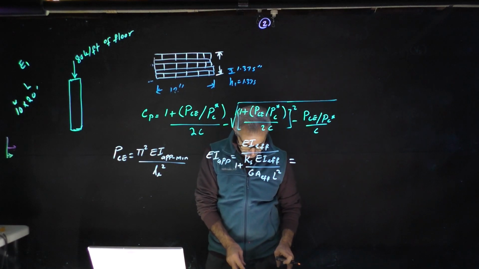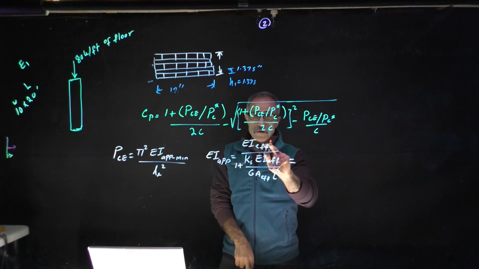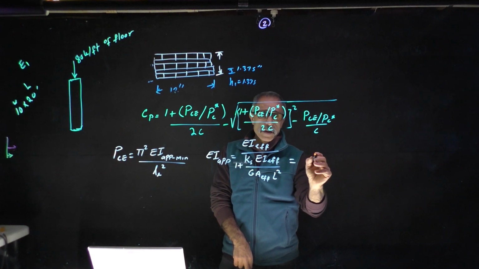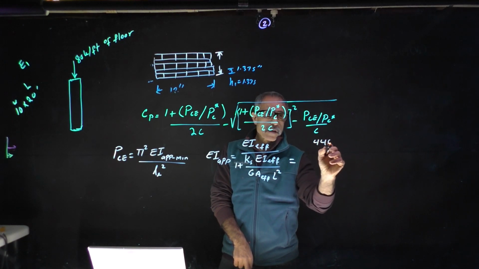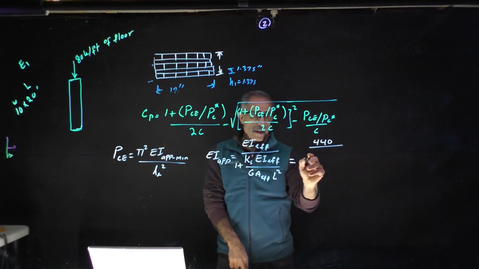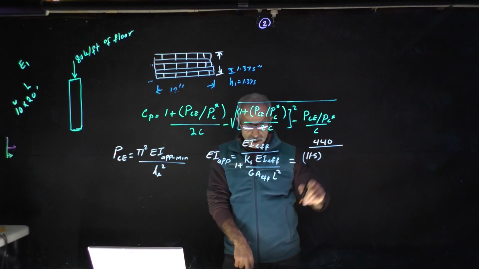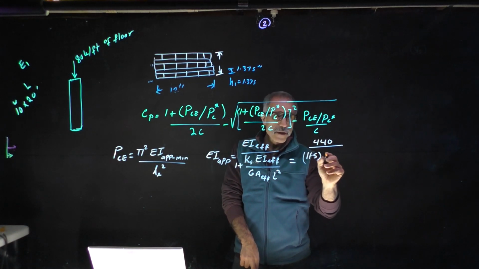I got it. So I have this big number right here that comes out, all given from the book, the E2, comes out 440. Divide that by KS. KS is 11.5, and that's from Table 2. It's on the screen right now. And times 440.